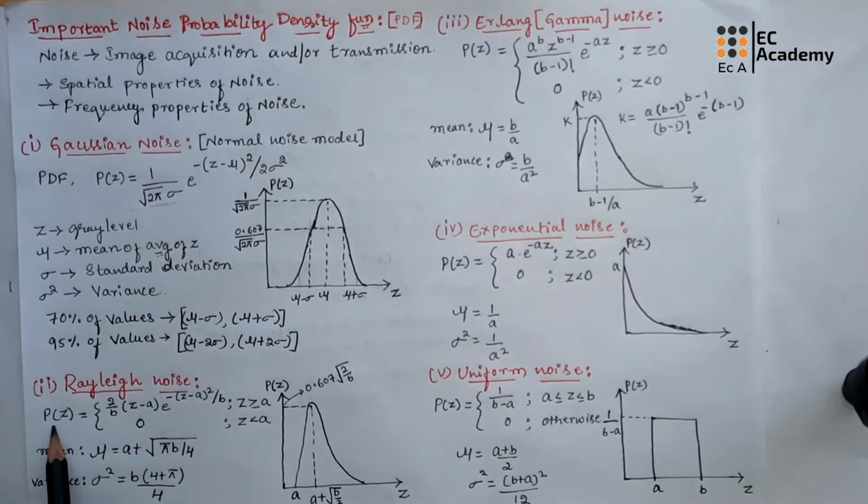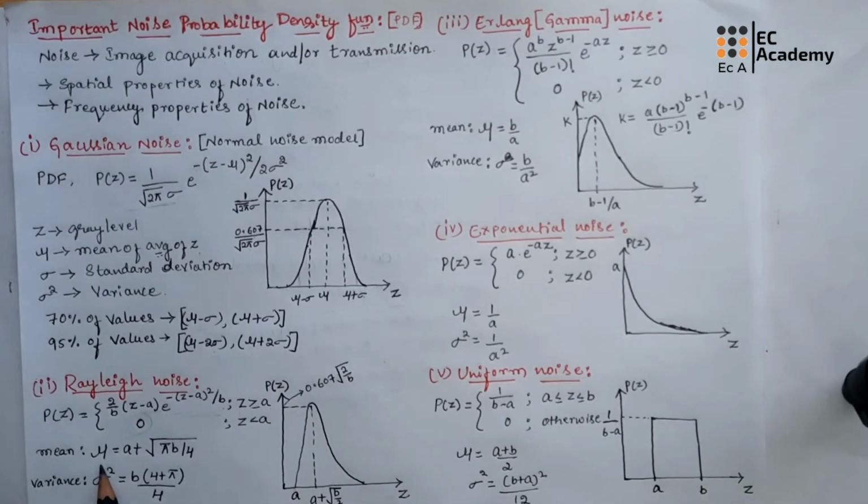The PDF of the Rayleigh noise model can be given as P of z is equal to 2 by b into (z minus a) into e to the power of minus of (z minus a) square divided by b. Here a and b are non-negative integers. This equation is for z value greater than or equal to a. So, you will get this equation. If z value is less than a, the PDF will be 0.